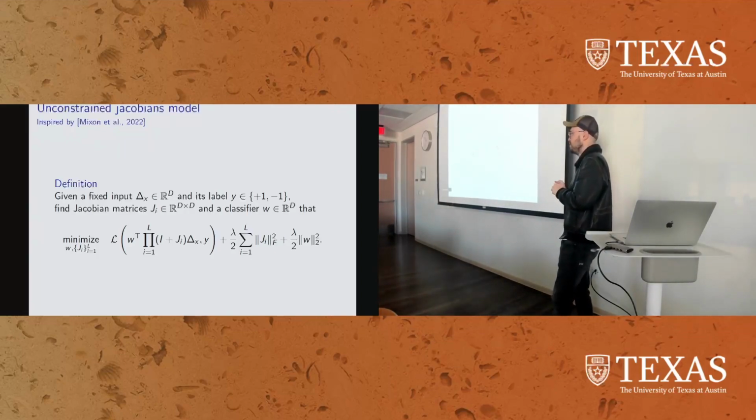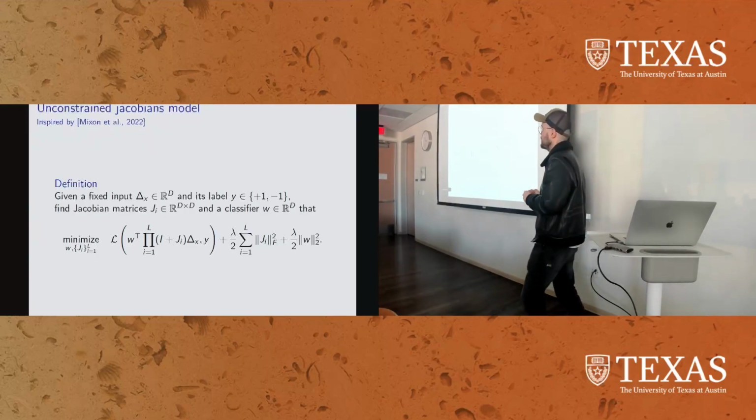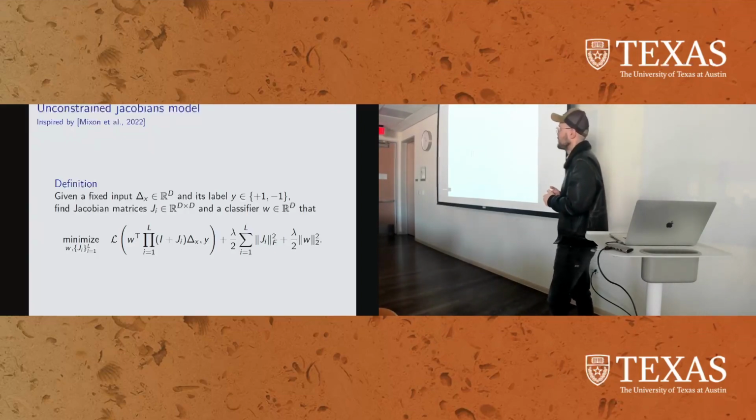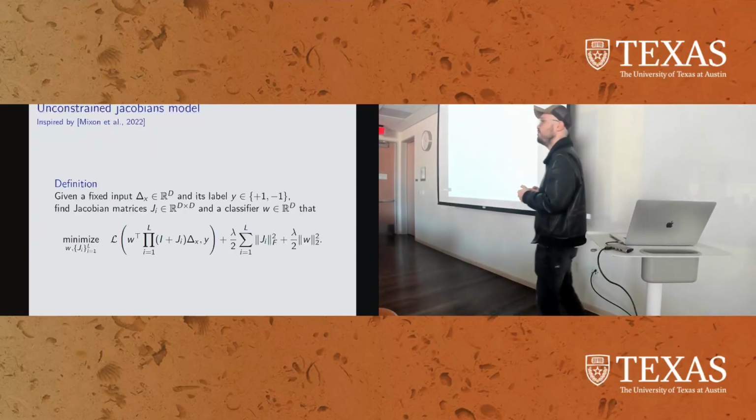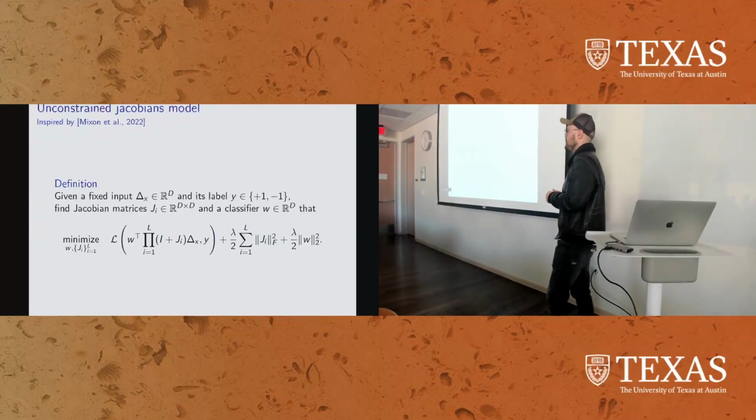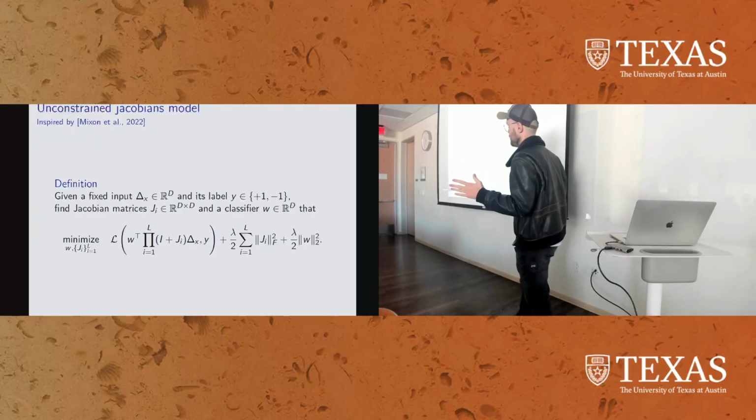Okay, so at this point, what we wanted to do was try to explain mathematically some of the phenomena that we've observed. And so, inspired by theoretical works on neural collapse, we proposed what's called the Unconstrained Jacobians model. This is a theoretical model for studying these empirical phenomena. And the idea goes as follows.